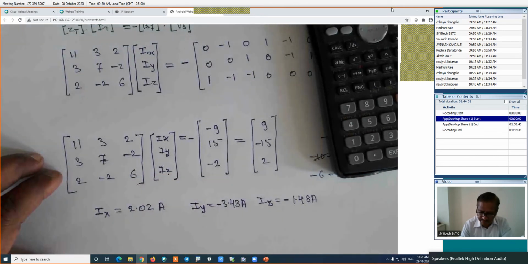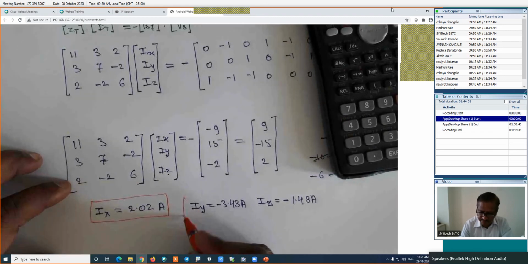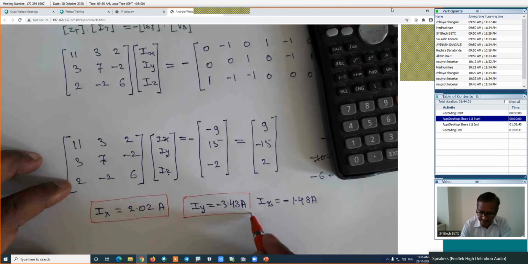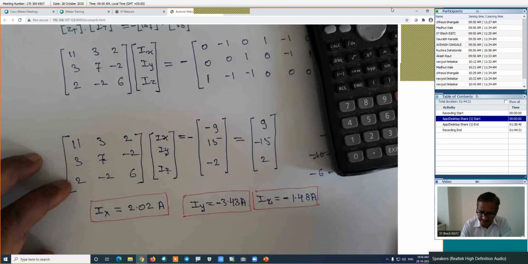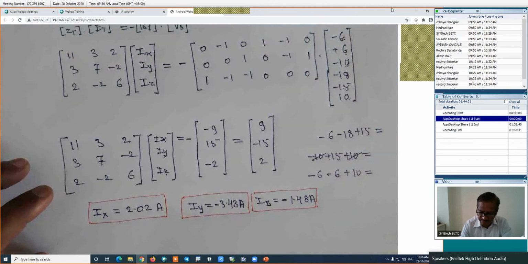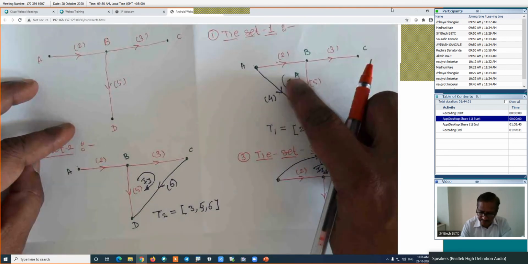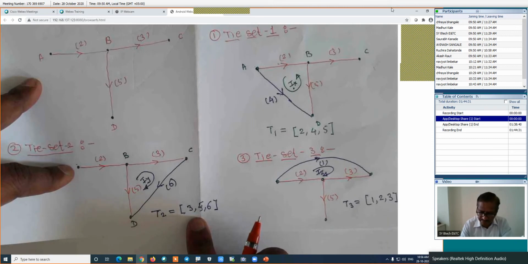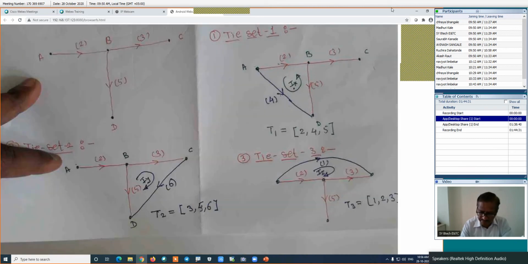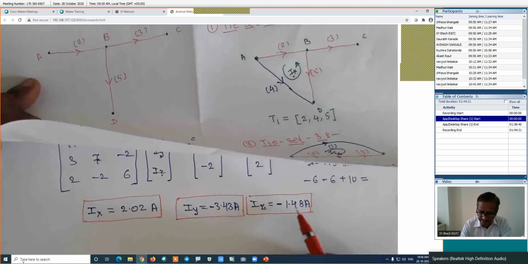Indirectly, what I mean to say is we have calculated these loop currents. The first loop current, Ix, is 2.02. The second loop current is minus 3.43. And the third loop current is minus 1.48 amperes. Means here, this is Ix. This current is found to be 2.02. The second current is found to be minus 3.43, and this last current, Iz, is found to be minus 1.48 amperes.